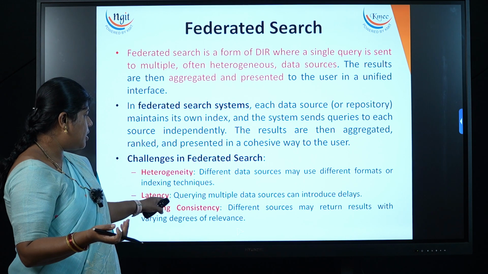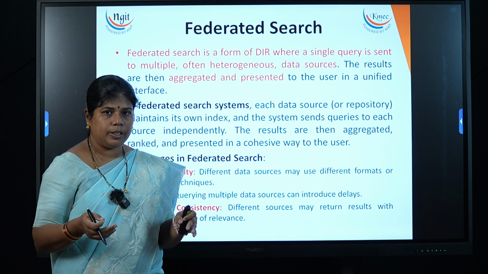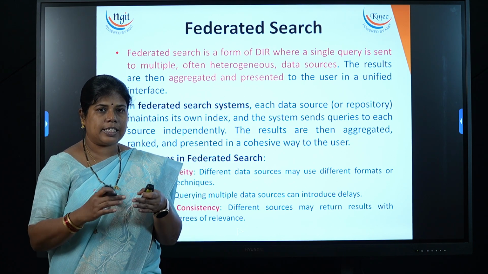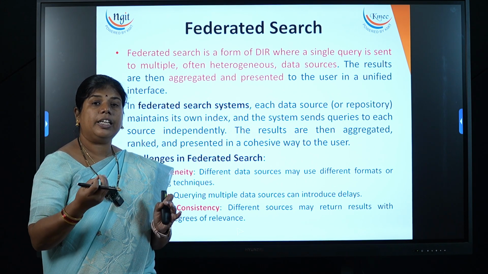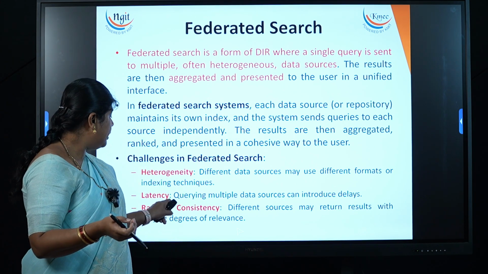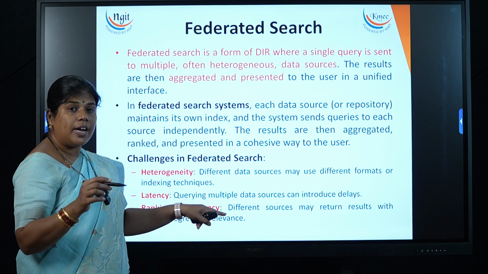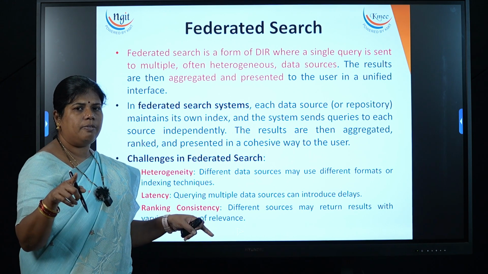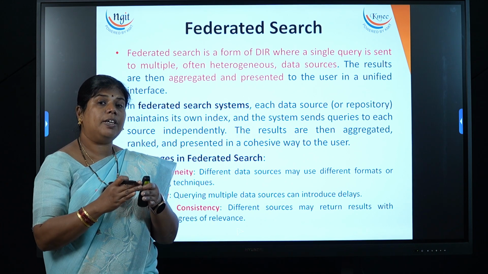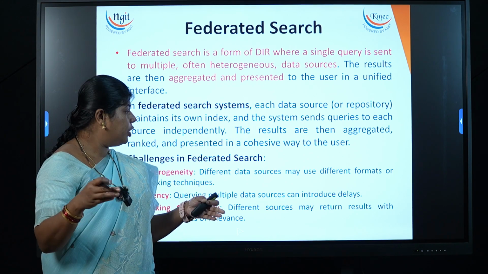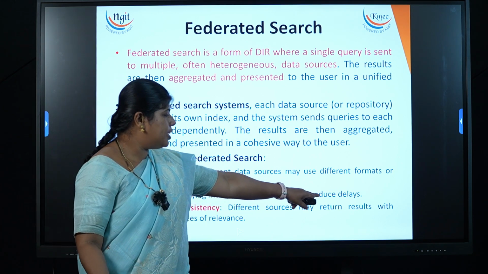Then the next one is latency. Whenever you are inviting guests, that guest's timing should be adjusted. Every planning step will consume your time, so you should be ready to accept that delay whenever there is heterogeneity. Why does it arise? If there is only one event, then you will give the whole time to that one event. But when you have a variety of events, you should give equal time to each event. So it will cause delay.